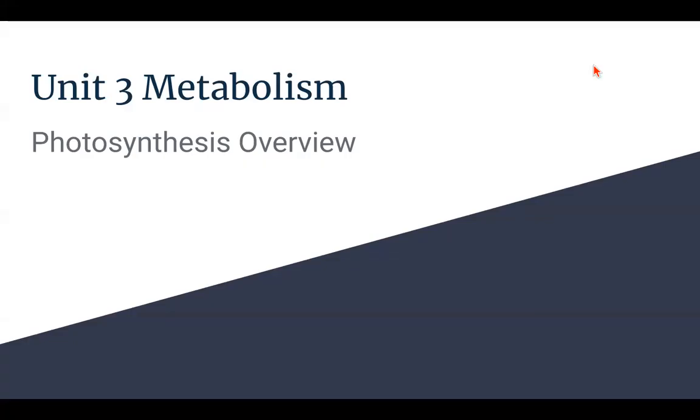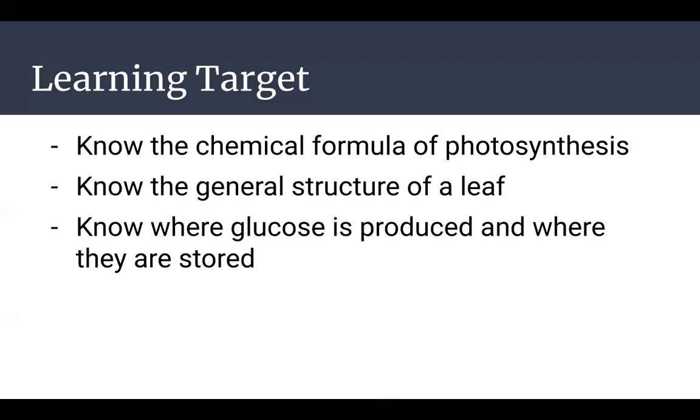All right, so this is a lesson that gives you an overview of what photosynthesis is. Our learning objective for the lesson is to know the chemical formula of photosynthesis, to know the general structure of a leaf, and to know where glucose is produced and where it is stored inside a cell or inside the leaf.